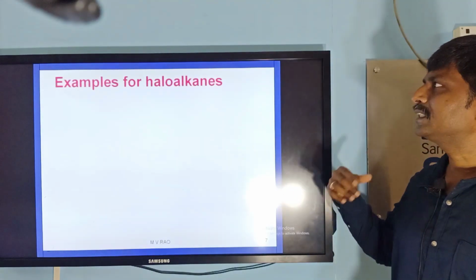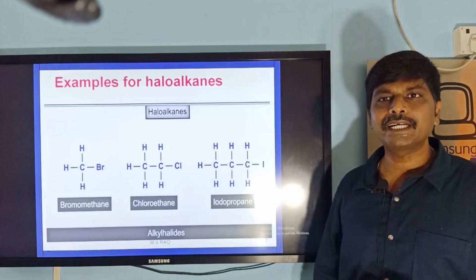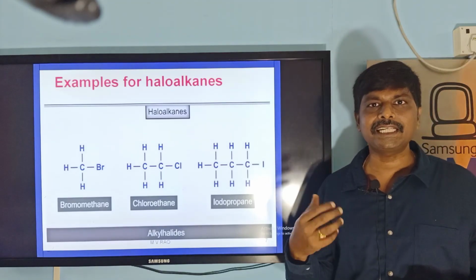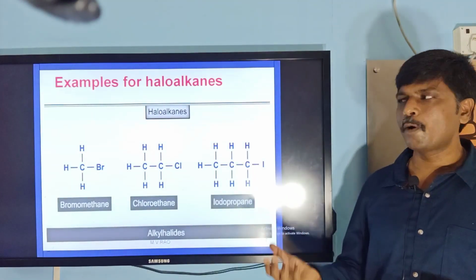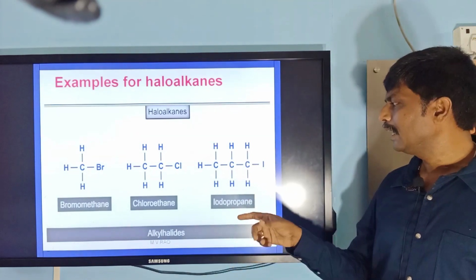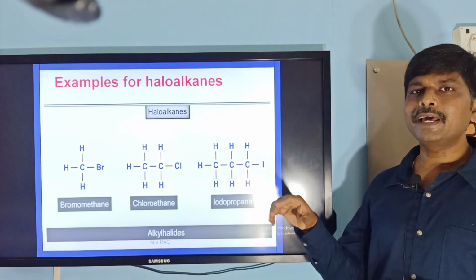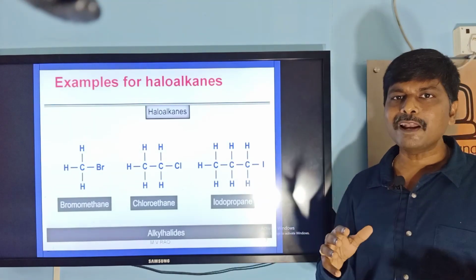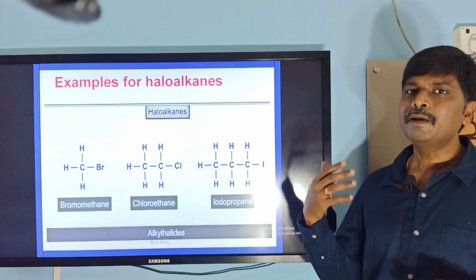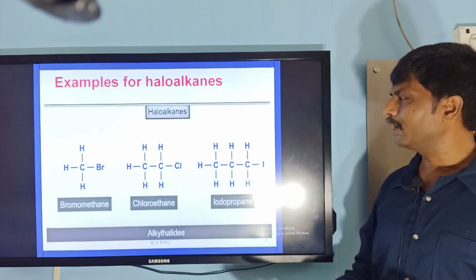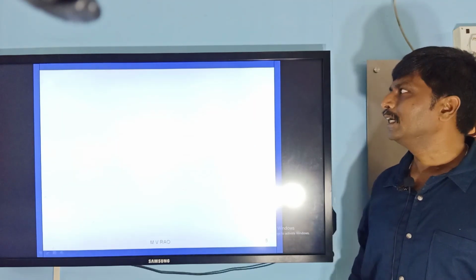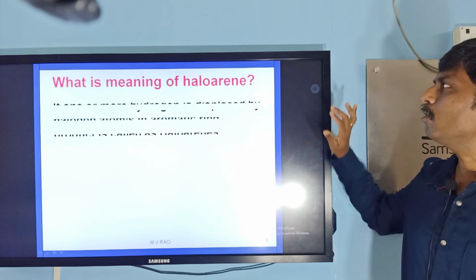Next, some other examples of haloalkanes. You can see the first one, bromomethane. From methane, one H is replaced by Br, so it is bromomethane. Next, chloroethane: in ethane, H is replaced by Cl. Iodopropane: from propane, H is replaced by iodine. That halogen may be Cl, Br, I or F. Alkane may be ethane, propane, butane, any one alkane, then that is haloalkane. What is the common name of haloalkanes? Alkyl halides.